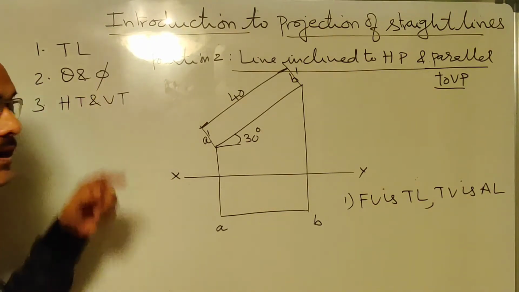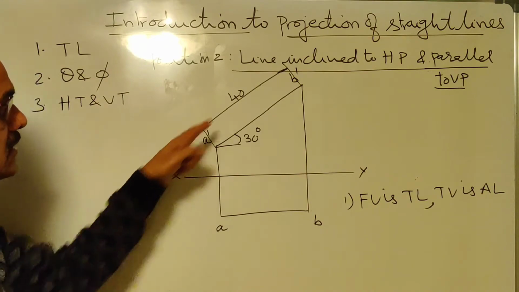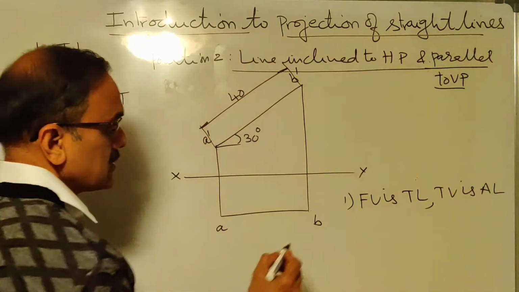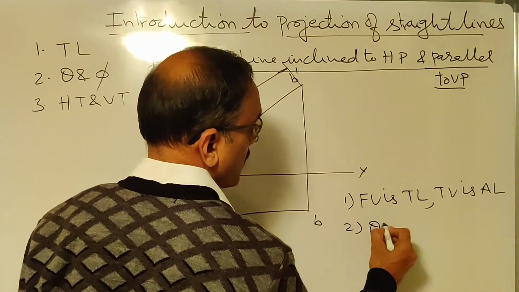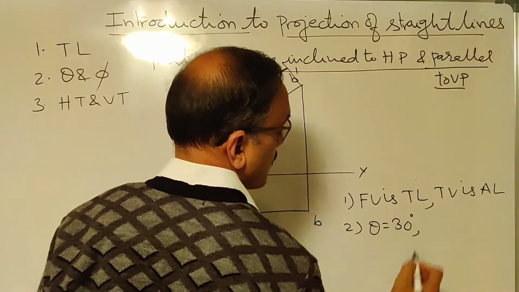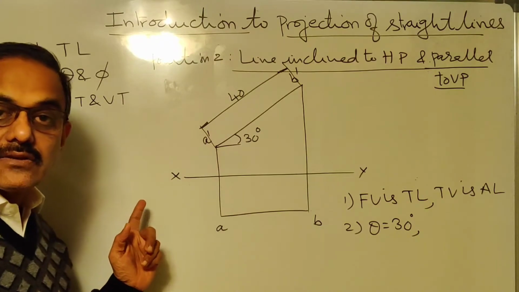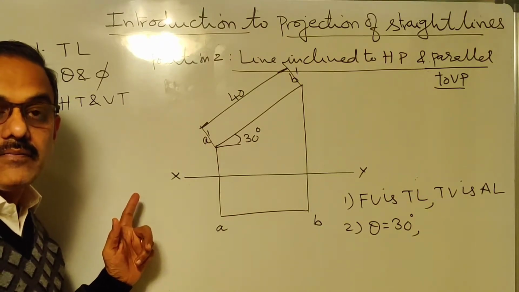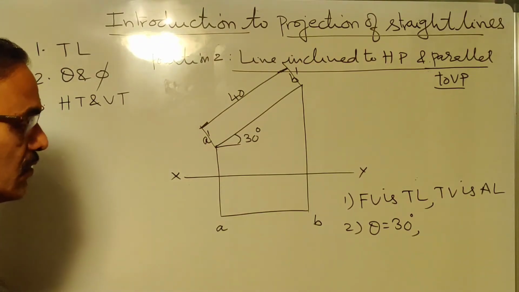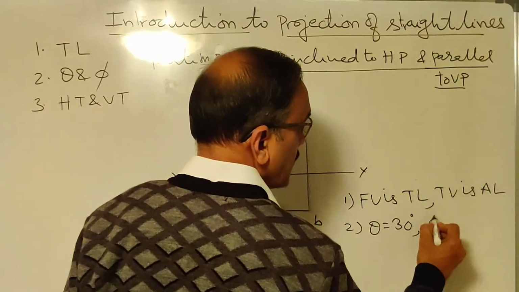Next, the inclinations theta and phi. What is the inclination of the line with HP? 30 degrees. Just an example you have taken. Theta is equal to 30 degrees. What about phi? Can you tell me what is the inclination of the line with VP? It's parallel to VP. So phi has to be 0 or 180.